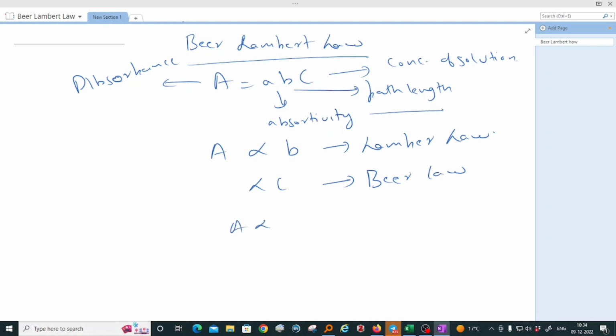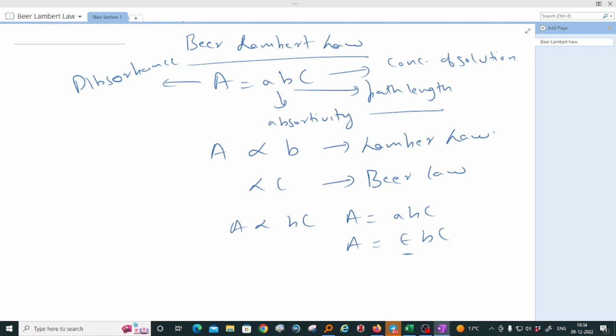So if you combine them, A is directly proportional to bc, so A equal to abc, and if you're expressing in molar terms, then A equal to epsilon bc, that is molar absorptivity. If the concentration is expressed in molarity, then your epsilon will be molar absorptivity. So this is the Beer Lambert law, that absorbance by analyte in a sample is directly proportional to the path length of the light, is directly proportional to the concentration of the analyte in the solution, and you combine them, absorbance is equal to abc, absorbance is equal to epsilon bc.